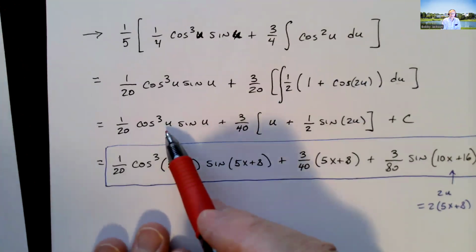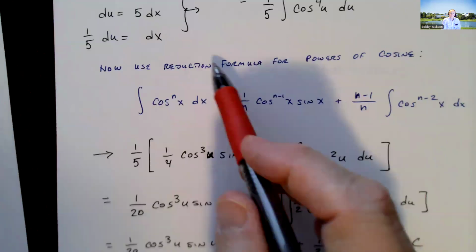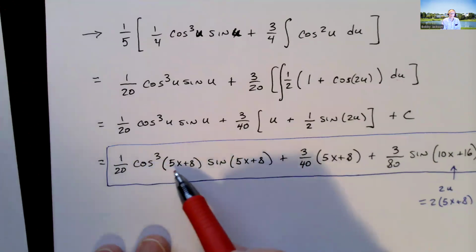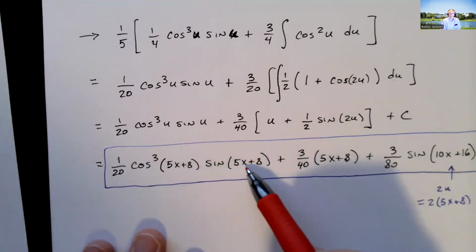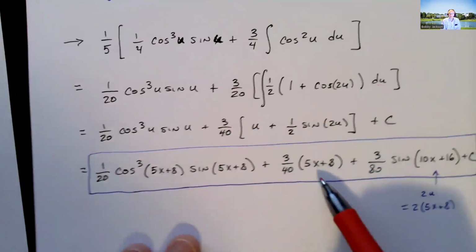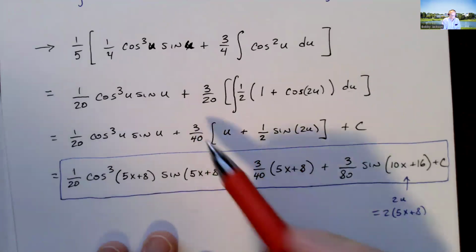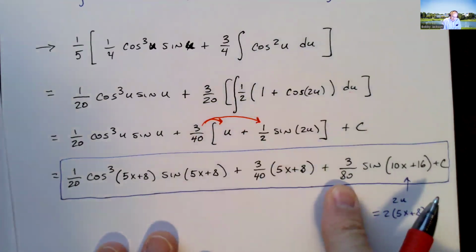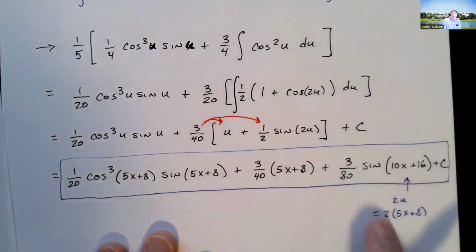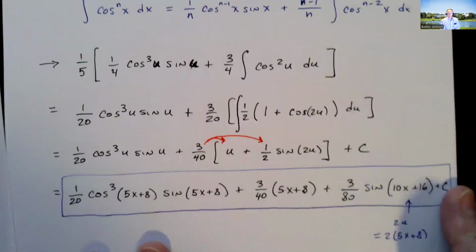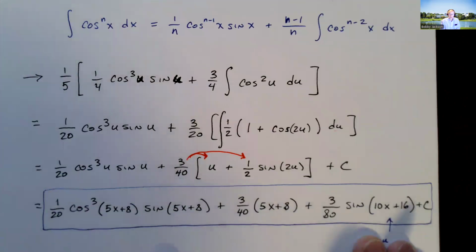I'm going to go back to the original variable. Remember we said let u be 5x plus 8. So I'll have 1/20 cosine cubed of 5x plus 8 times sine of 5x plus 8. And then 3/40 times u would be 3/40 times the quantity 5x plus 8. Then 3/40 times 1/2, making sure you distribute, is 3/80 sine of 2u, and 2 times u would be 2 times 5x plus 8, or 10x plus 16. So that's one possible answer.